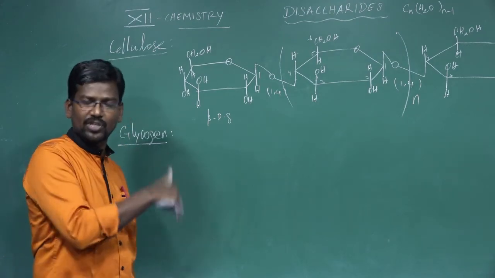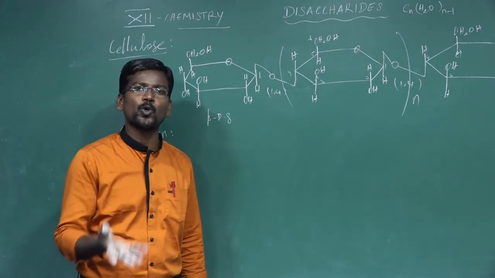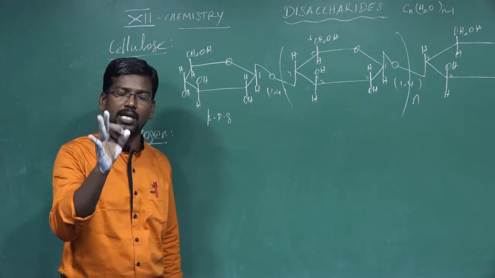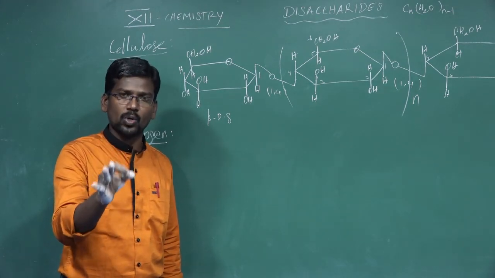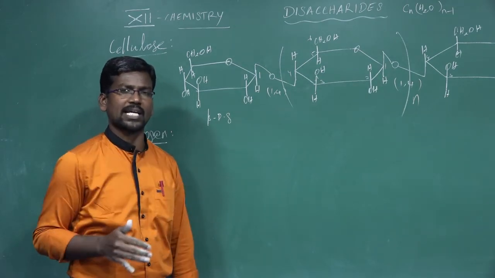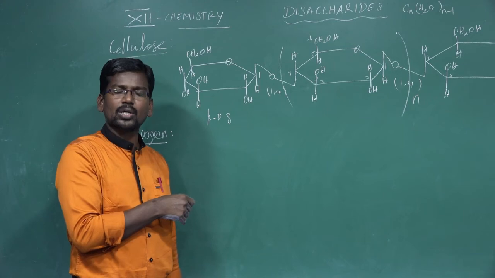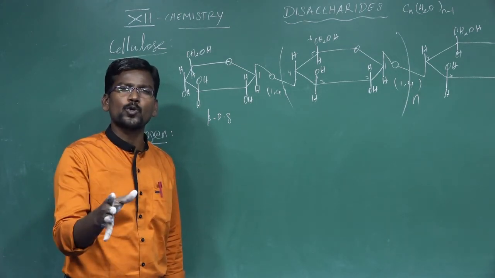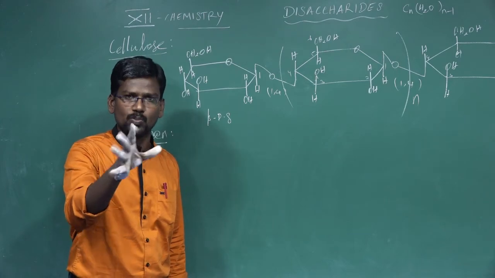On hydrolysis, glycogen produces only alpha D glucose, not beta D glucose or fructose, because this molecule is made of one type of monosaccharide. So on hydrolysis of the glycogen molecule using the enzyme, it produces only the alpha D glucose molecule.